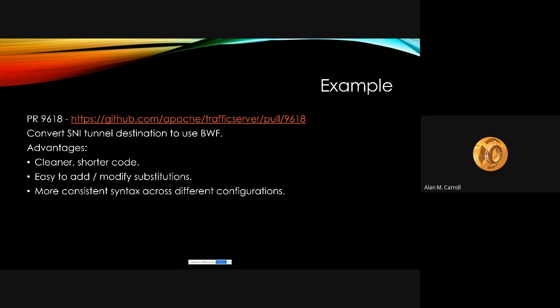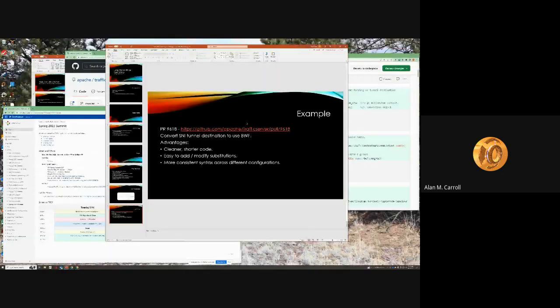If we decide we want to add some other substitution for some other property, it's very simple to add that. And if we start using this in other places, we can get a much more consistent syntax, right? We can say everything looks like this Python format everywhere you do configuration files. I guess that's it. Let's go to here.